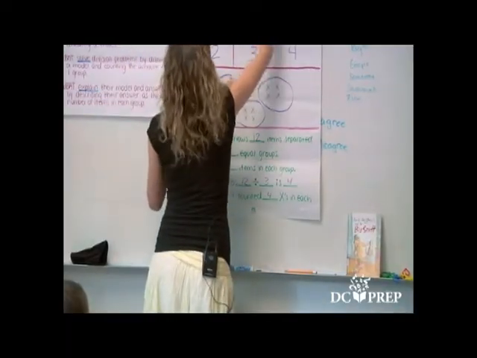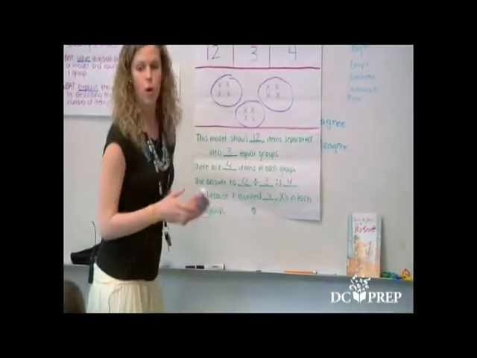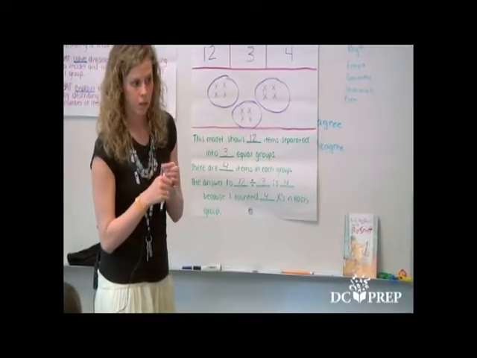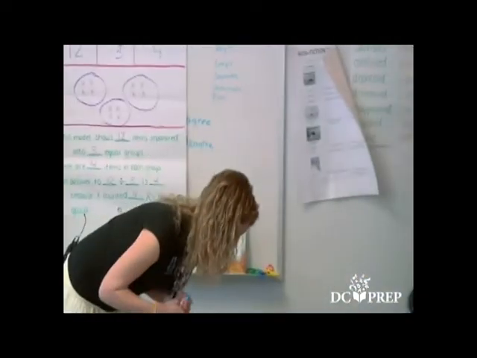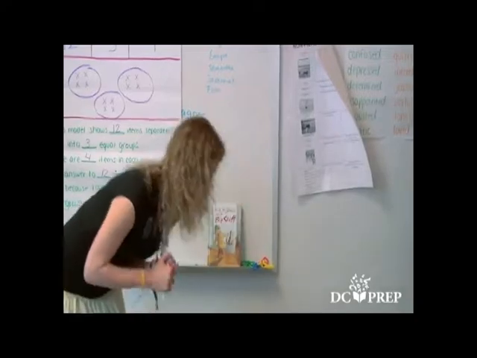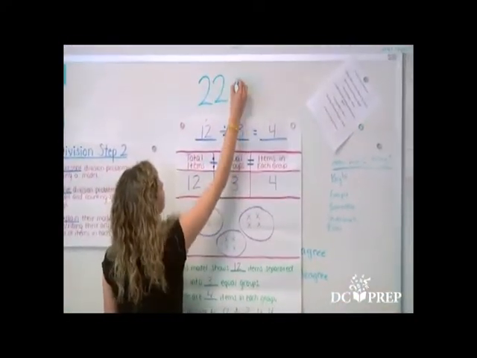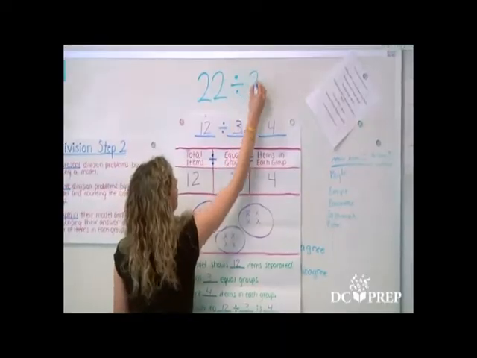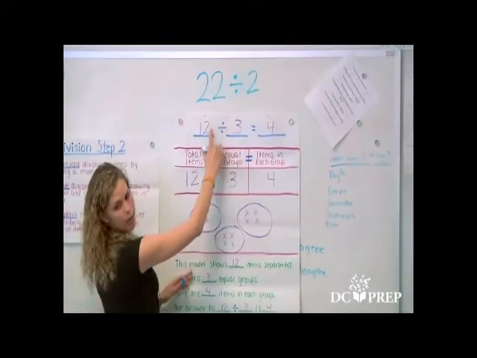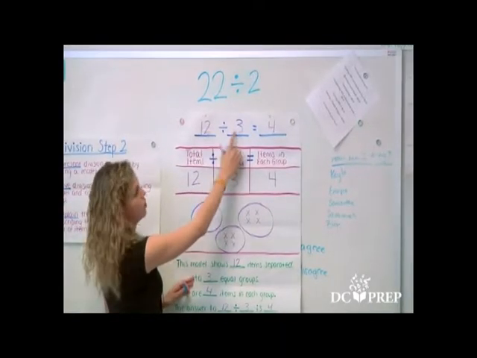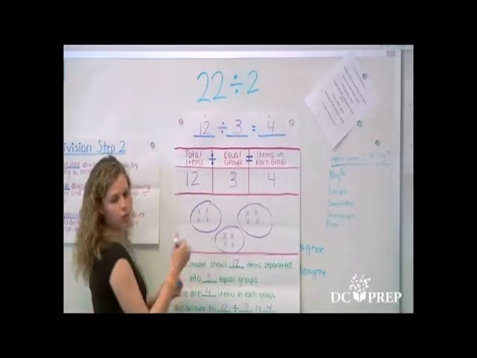I want you to write the next one on your paper. You can go ahead and do this one on your own, and I'm going to come around and check in with each of you, okay? This one, we're going to do 22 divided by 2. Write that in the top right here on yours. 22 divided by 2.